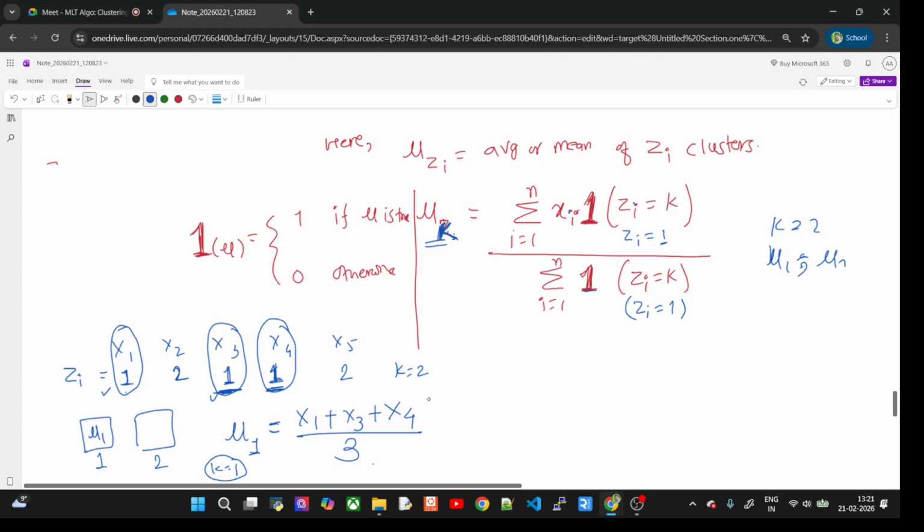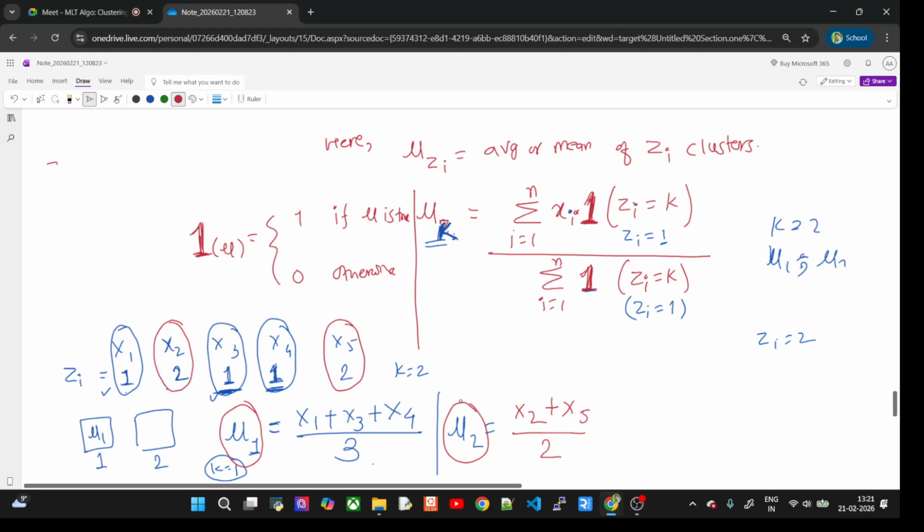This is for cluster 1. What is the mean of your cluster number 2? In the same way, xi into the indicator function, when zi equal to 2. Here zi equal to 2 is x2 and x5, how many times are they coming? 2 times. So this way you can calculate the mean of your cluster.